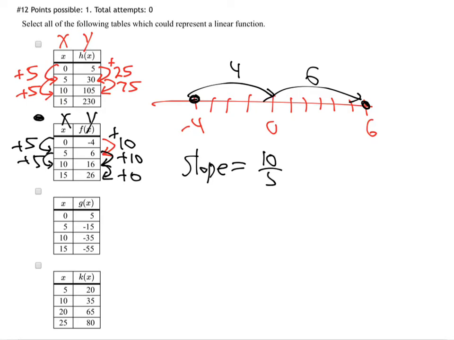So every time the y, remember it's x first and y, every time the y goes up by 10, the x goes up by 5, too. Remember, slope is difference in y values over difference in x values. How much the y's change divided by how much the x changes. Rise over run, y's over x's. So the y's are going up by 10, while the x's are going up by 5. So the slope of that one's 2. It's a steady slope of 2. At every stage, it's going up by 2.